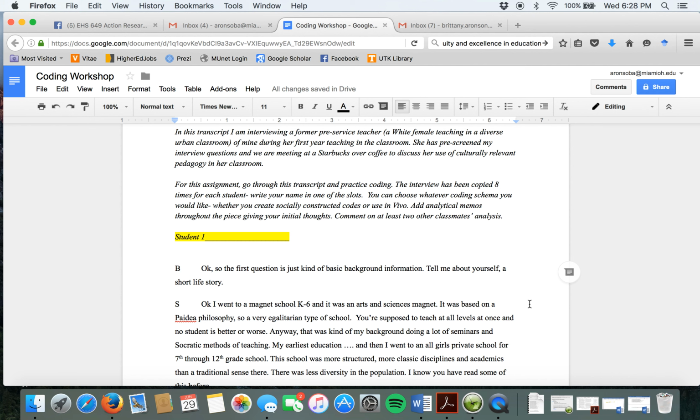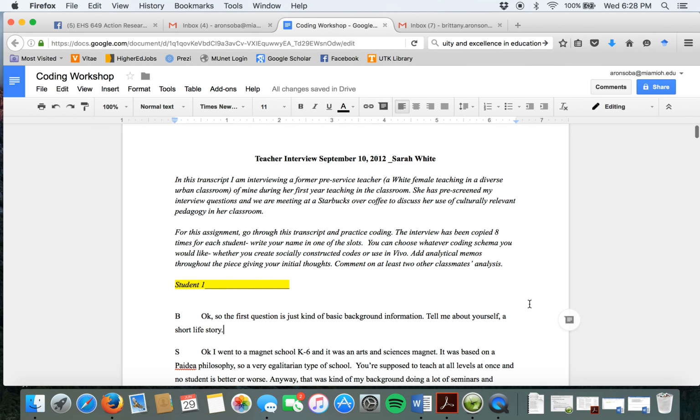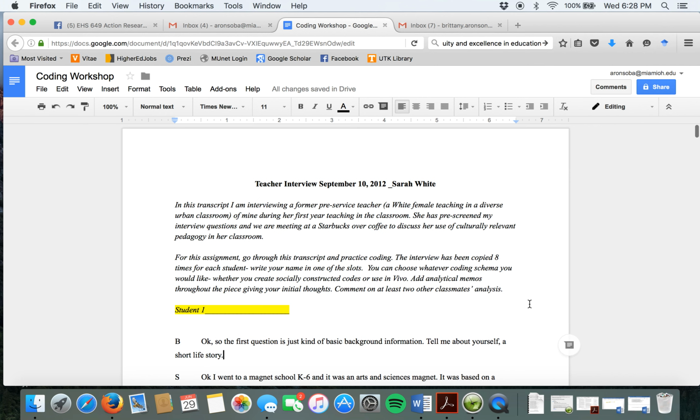From there, as you begin to do these initial codes, you can work through and think about what this looks like in terms of some preliminary themes. So that's what we're going to practice doing.